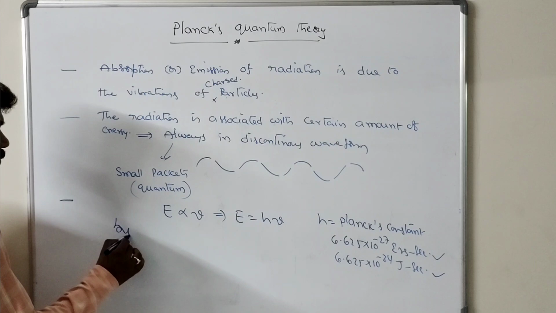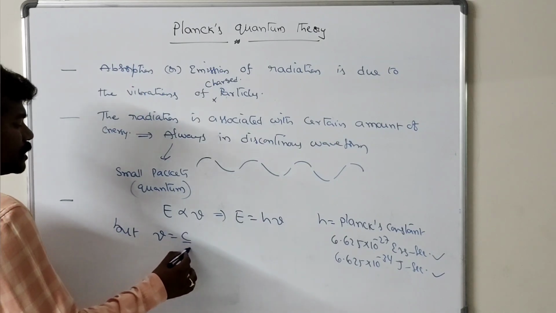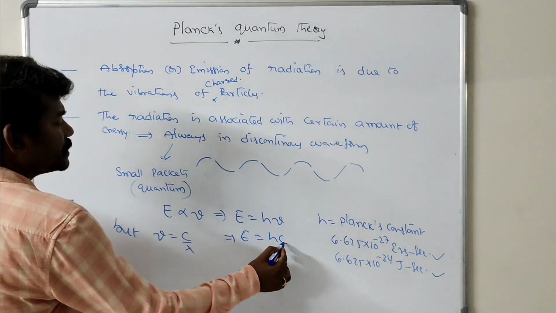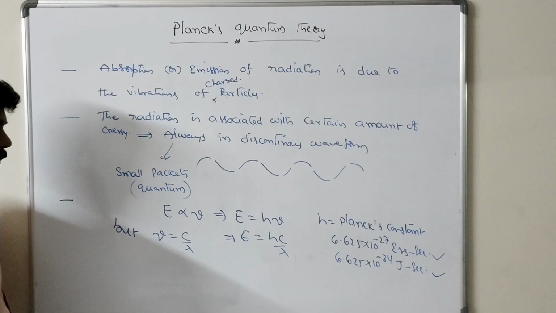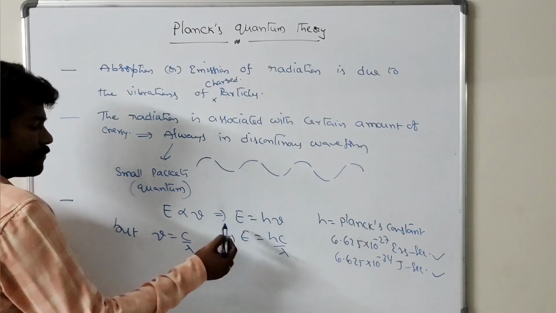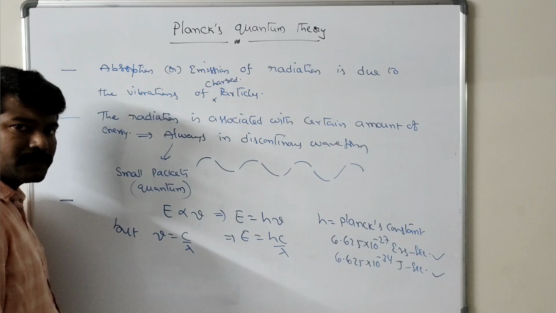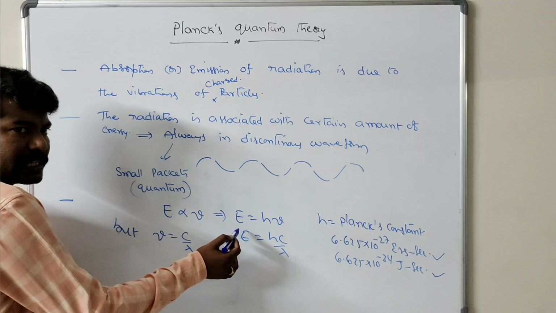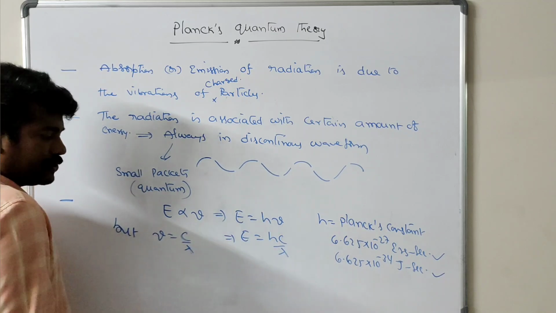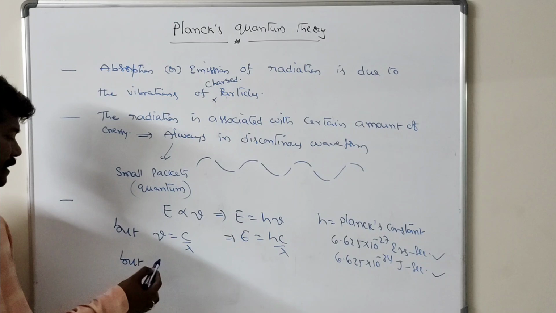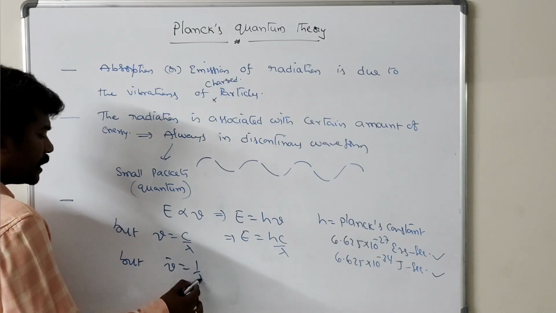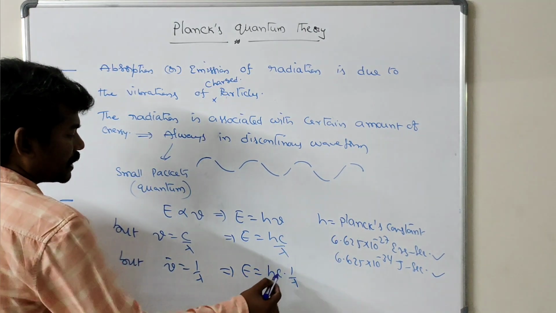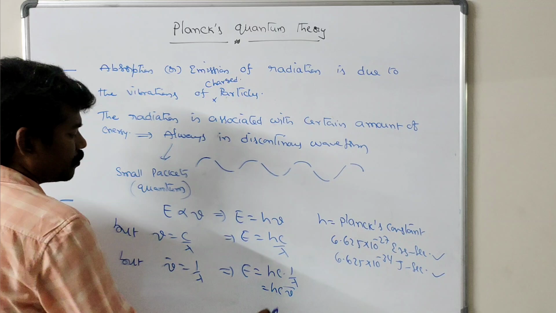But frequency nu is equal to c by lambda. Substitute nu is equal to c by lambda in this equation. That implies E is equal to hc by lambda. In terms of wavelength, we can find out the energy by using this formula, E is equal to hc by lambda. If frequency is given, then we can calculate the energy of the light radiation by using E is equal to h nu. But nu bar is equal to 1 by lambda. That implies E is equal to hc into 1 by lambda. It can be written like this: E is equal to hc nu bar.